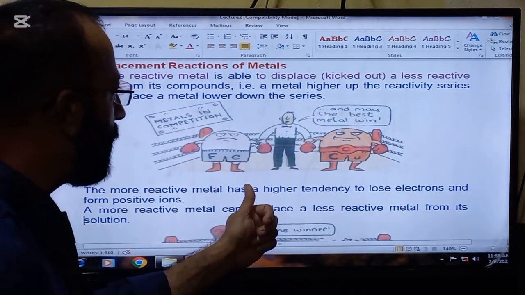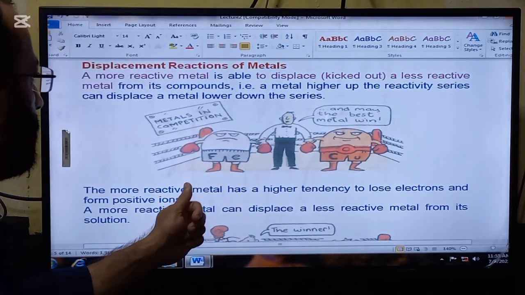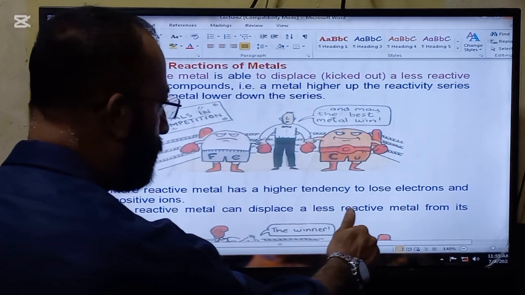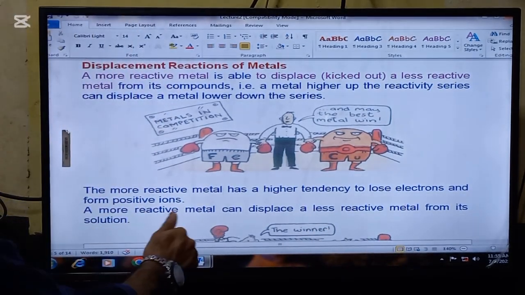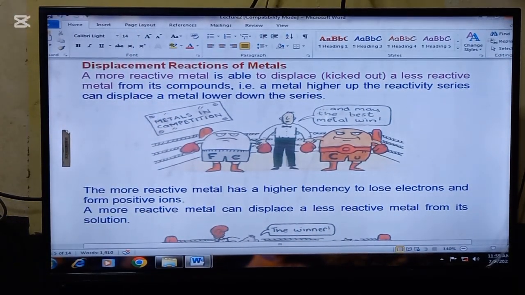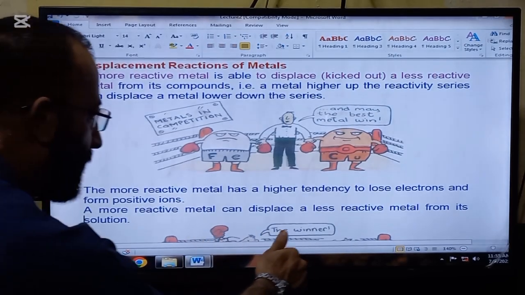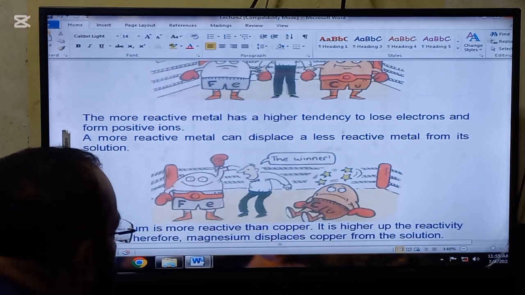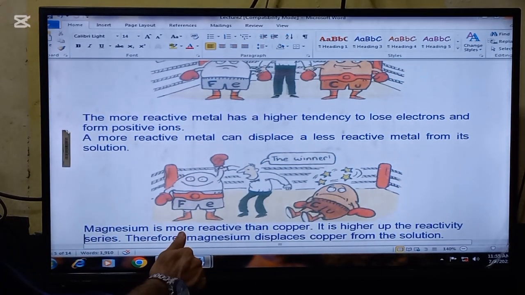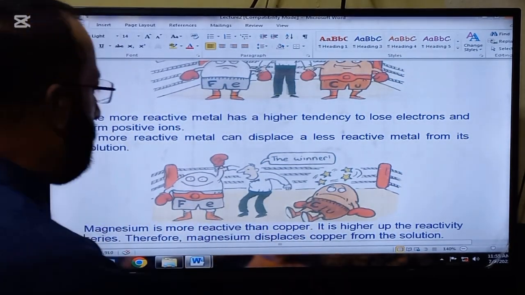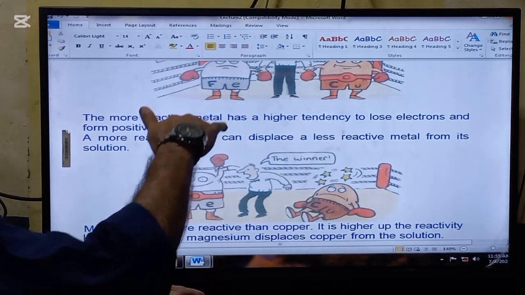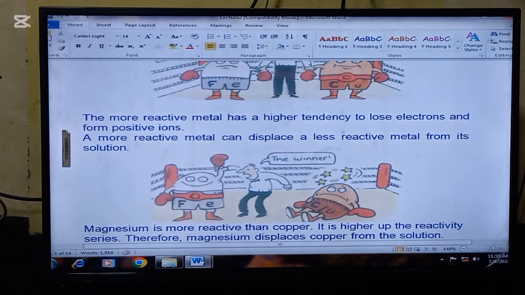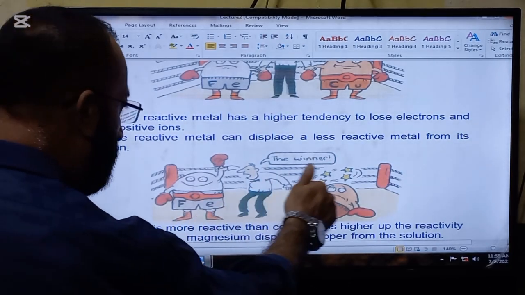A competition is going on between copper and iron. The more reactive metal has a higher tendency to lose electrons and form positive ions. A more reactive metal can displace a less reactive metal from its solution. So here you can see iron will win and copper will lose because iron is higher up in the reactivity series than copper. So iron is the winner.